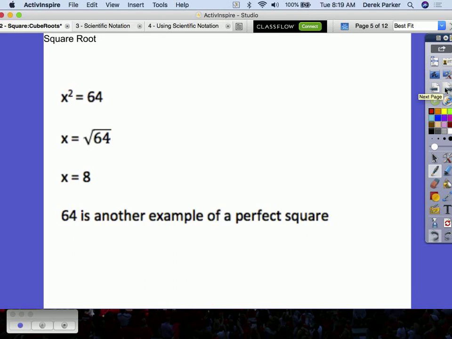Now, let's solve these. X squared equals 64. To solve for x, we have to do the opposite of squaring. The opposite of squaring is taking the square root. Whatever you do to one side, you do the other. X equals 8.